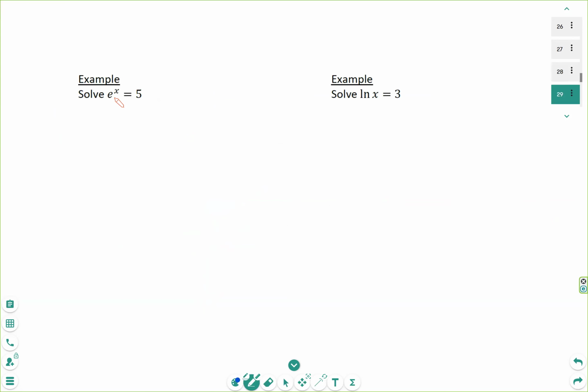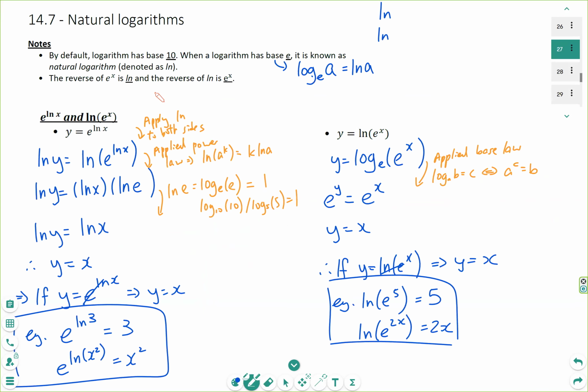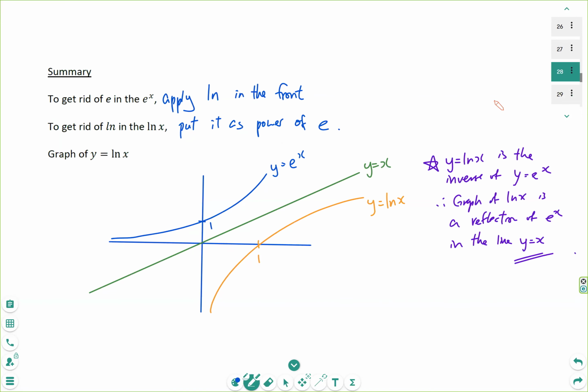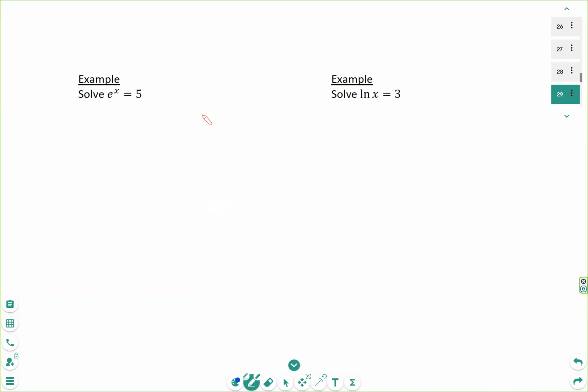Example: solve e to the power of x equals 5. Now we don't like e, so how do we get rid of e? To get rid of e in e to the power of x, we apply ln in the front. So we apply ln on both sides. You can't just apply it to one side, you have to apply it to both sides to be fair. ln and e cancel out, so x equals ln 5. Simple as. This is called an exact value.